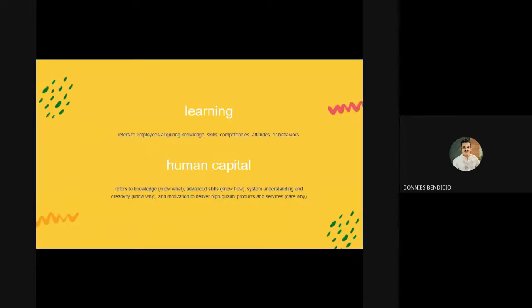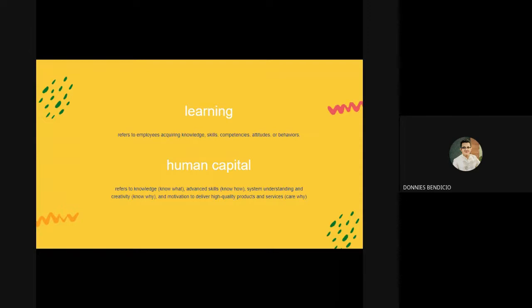So learning refers to employees acquiring knowledge, skills, and abilities or competencies, attitudes, as well as behaviors. Okay, so learning needs to demonstrate how it contributes to the company's competitive advantage through improving employee performance, supporting the business strategy, such as growing the business and contributing positively to business outcomes such as quality, productivity, development of new products, as well as retaining employees.